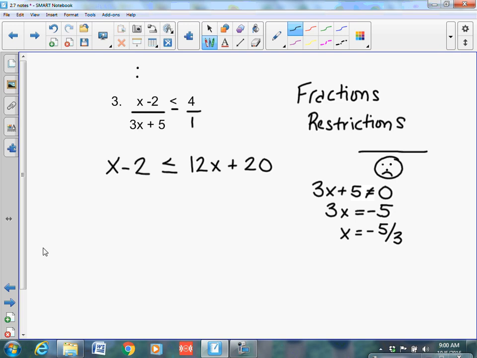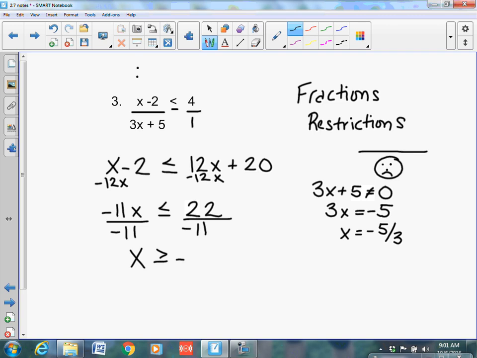I'm going to bring everything over to the left-hand side. Negative 12x, negative 12x. x take away 12x is a negative 11x, less than or equal to, I'm going to add 2 to the 20. If I add 2 to the 20, I get 22. I'm going to divide both sides by negative 11. I'm going to get x. I'm going to change my sign to greater than or equal to negative 2.